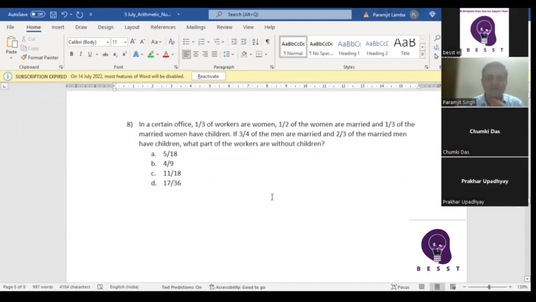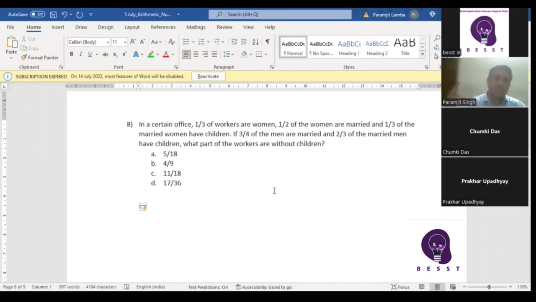In a certain office, 1/3 of the workers are women, half of the women are married, 1/3 of the married women have children, and 3/4 of the men are married, and 2/3 of the married men have children. What part of workers are without children? Sounds complicated, but again, we move systematically, step by step.